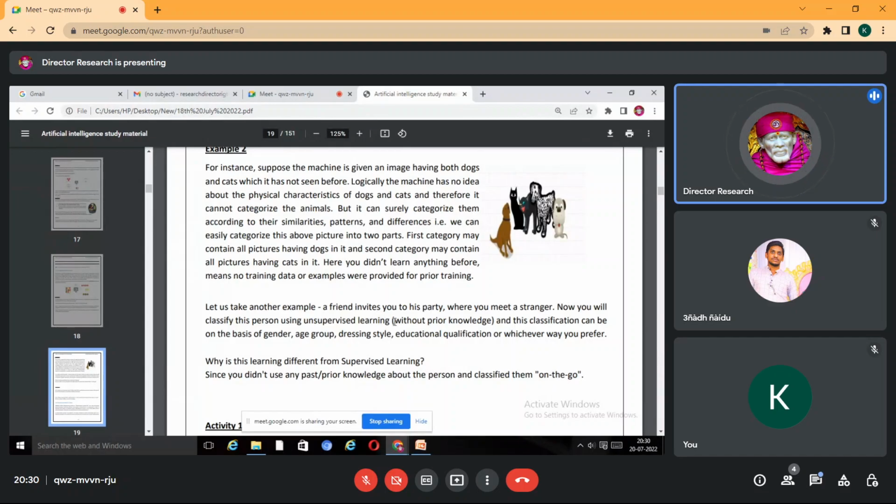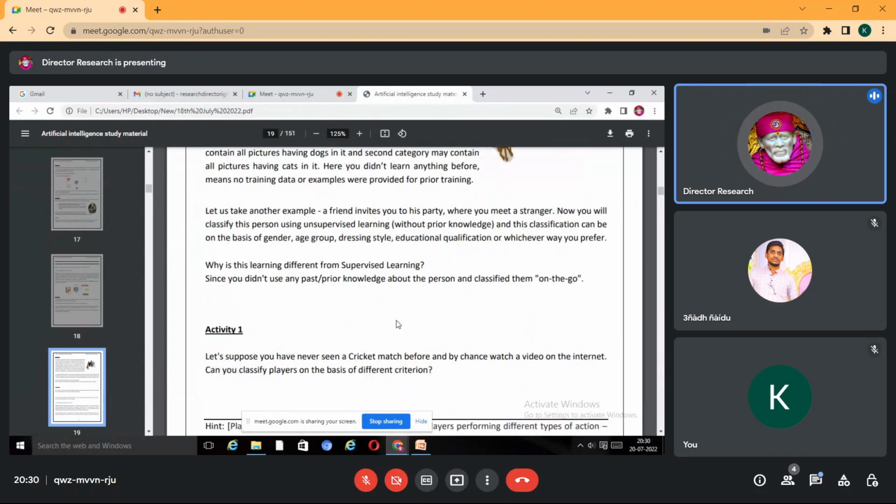Okay. Let us take another example. A friend invites you to a party where you meet a stranger. Now you will classify a person using unsupervised learning. Please try to understand the logic. And this classification can be on the basis of gender, age group, dress style, education qualification.